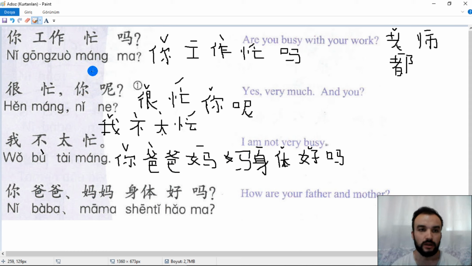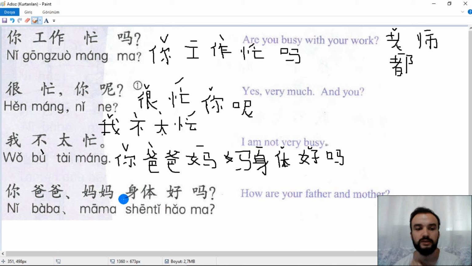Okay. When we read, repeat again quickly. 你工作忙吗? For example, your friend is at work and you need to tell something important. So you call your friend and say, are you busy with your work? I need to tell you something. If somebody asks you this question, you can answer like this. 很忙, I'm very busy. And 你呢? What about you? If you are not very busy, you can answer like this. 我不太忙.